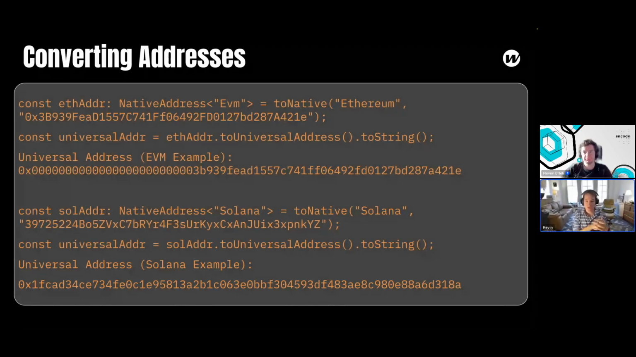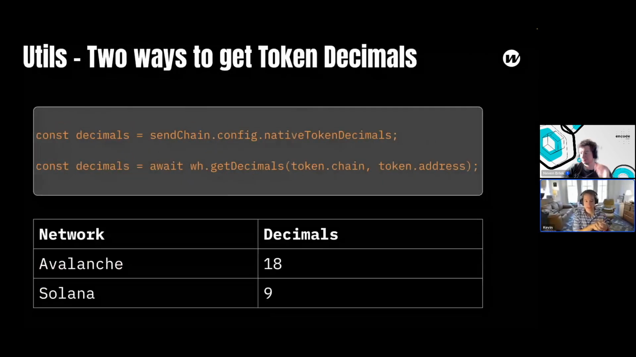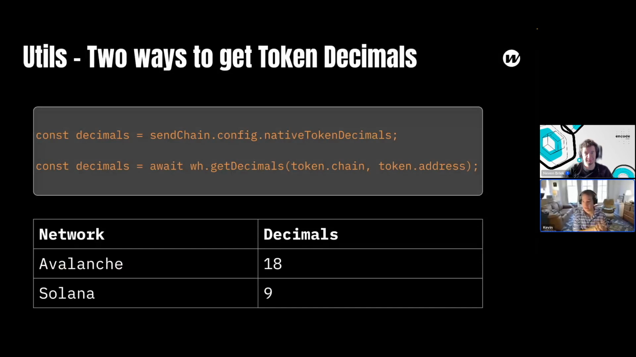Another important utility to keep in mind is that when you're working with different chains, they're going to use different token decimals. And you might have this stuff memorized. You might know that Ethereum is going to have 18 decimals, and you might know that Solana is going to have 9. But it's important to have this information accessible and readily available.